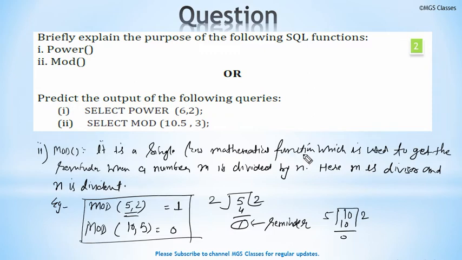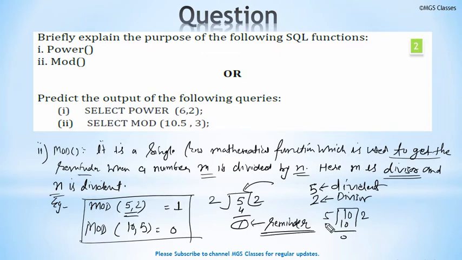Okay, so it is a single row mathematical function which is used to get the remainder when a number m is divided by the number n. So the divisor is a number which is basically used to divide a number, and the dividend is the number which is divided by the divisor. So here in this example, 5 is the dividend and 2 is the divisor. Okay, and 1 is the remainder, I have already told you, and this 2 is the quotient. So that terminology you should know. Okay, so this way you can define the MOD function's purpose.